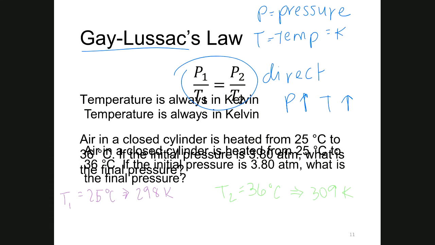And then we're told the initial pressure, so that's P1, is 3.80 atm. What is going to be our final pressure? So we're looking for P2 here. All right, so again, you're going to set it up exactly like you did with Charles' law. Go ahead and try it out and see if you can get the correct answer.